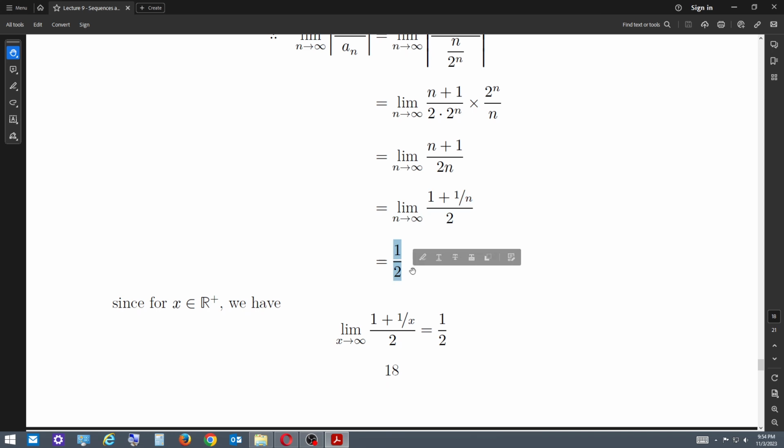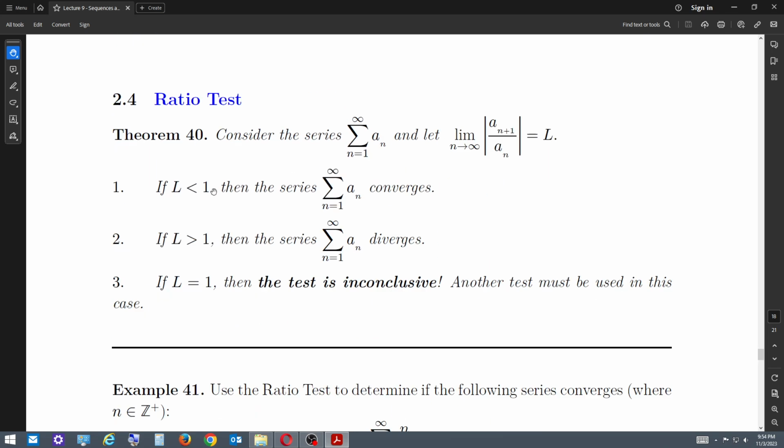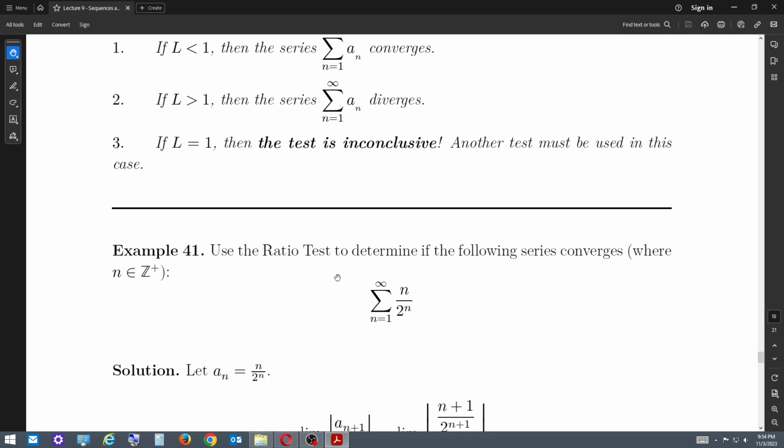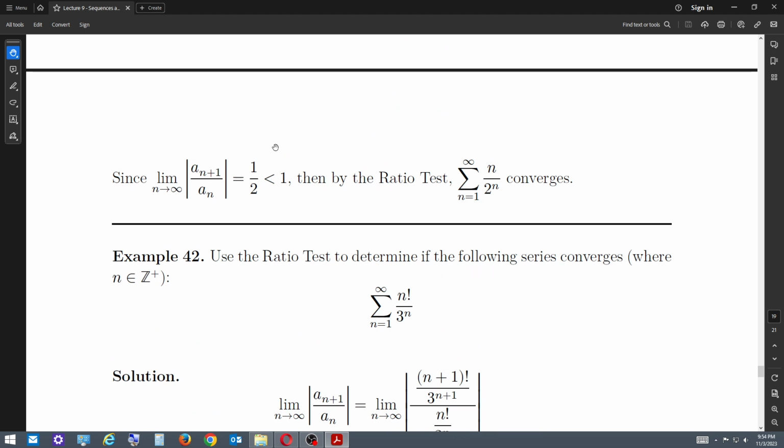Right? And now you have to be careful with the ratio test. Remember, we want the value to be less than 1 for it to be convergent. A half is less than 1, which tells me that this series is convergent. Right? Also, make sure you specify which test you're going to use if it isn't given.